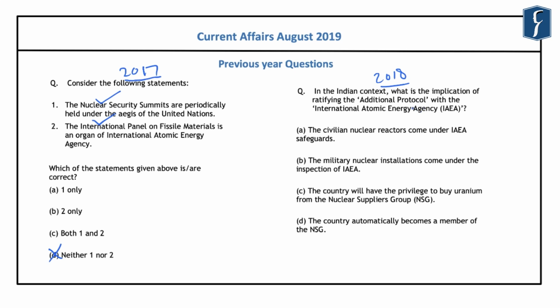And regarding the question that was asked in 2018, it was related to the additional protocol with the International Atomic Energy Agency. And it is related to the civil nuclear reactors which come under the IAEA safeguards. So after these questions, let us look at the way in which we have formed a question related to this INF treaty that was in news in the August month of 2019.